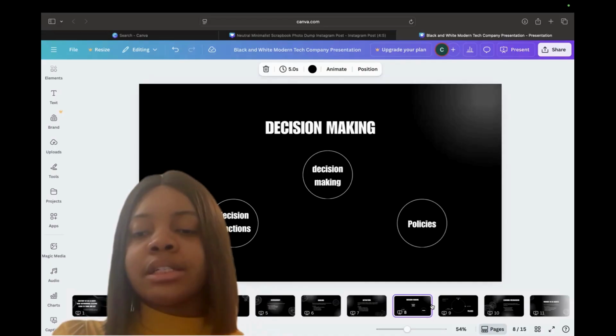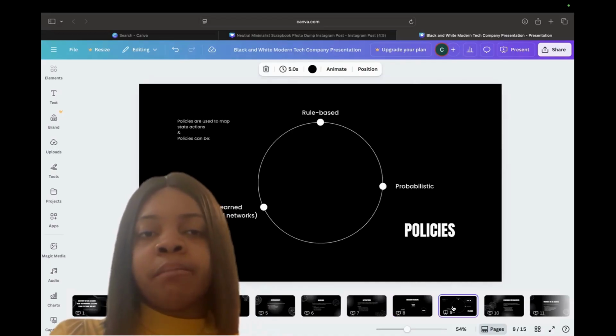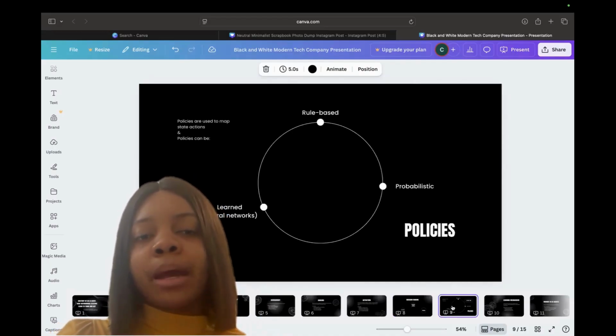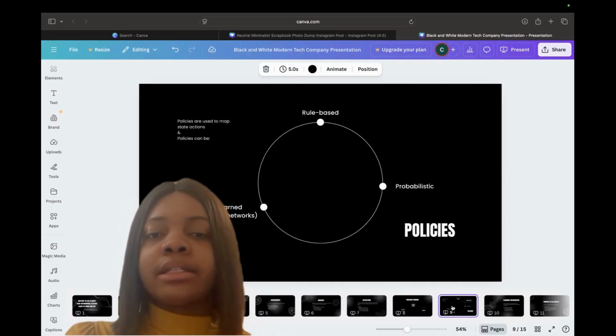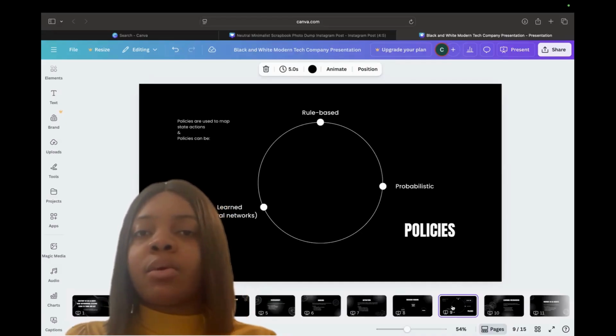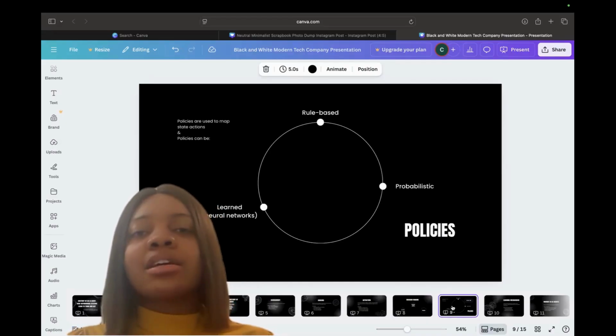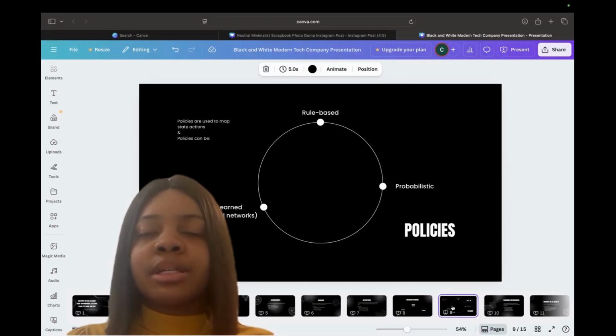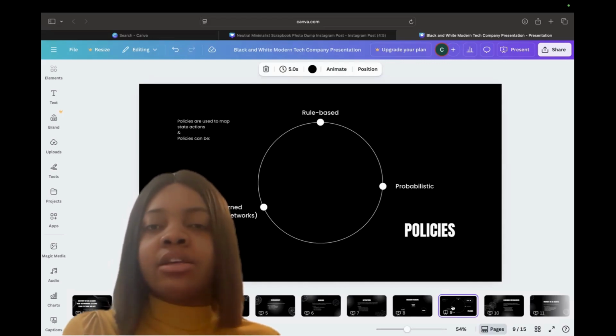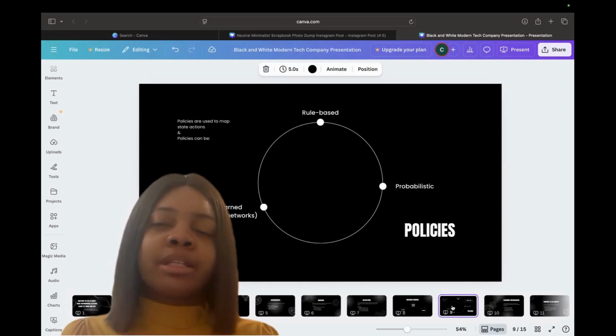And let's take a deep dive into policies. Now, policies are used to map state to actions. So it's more like a guiding force for the agents to make core decisions or to make decisions. So you can see policies that are rule-based. You can also see policies that are probabilistic.